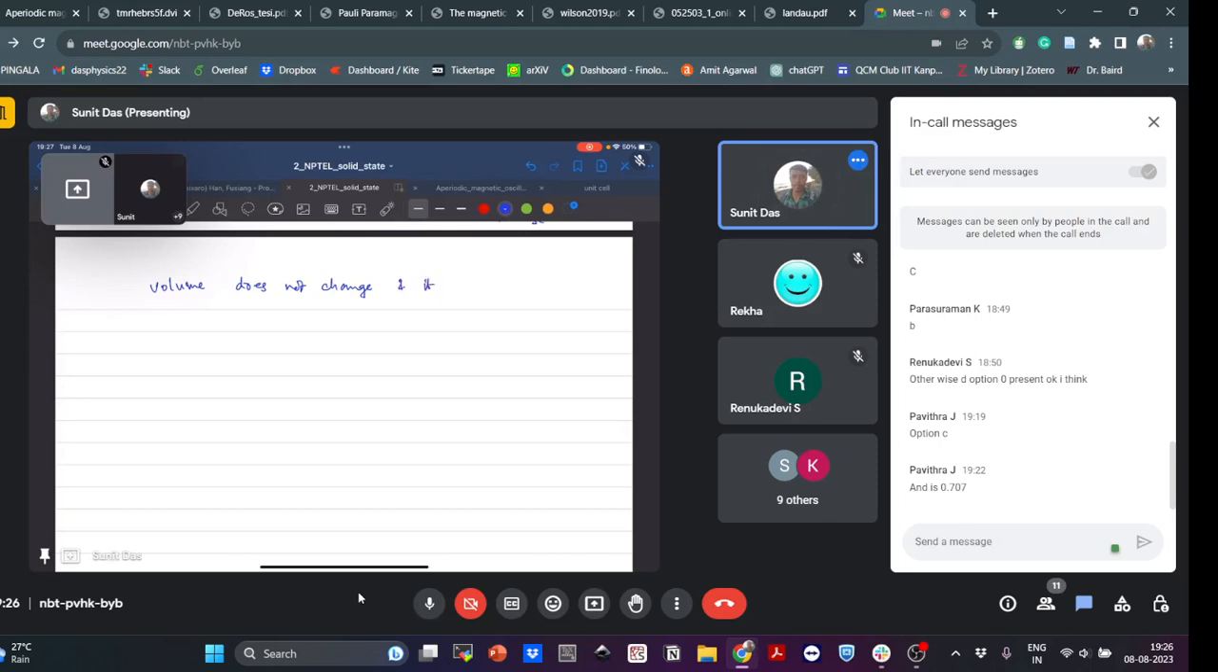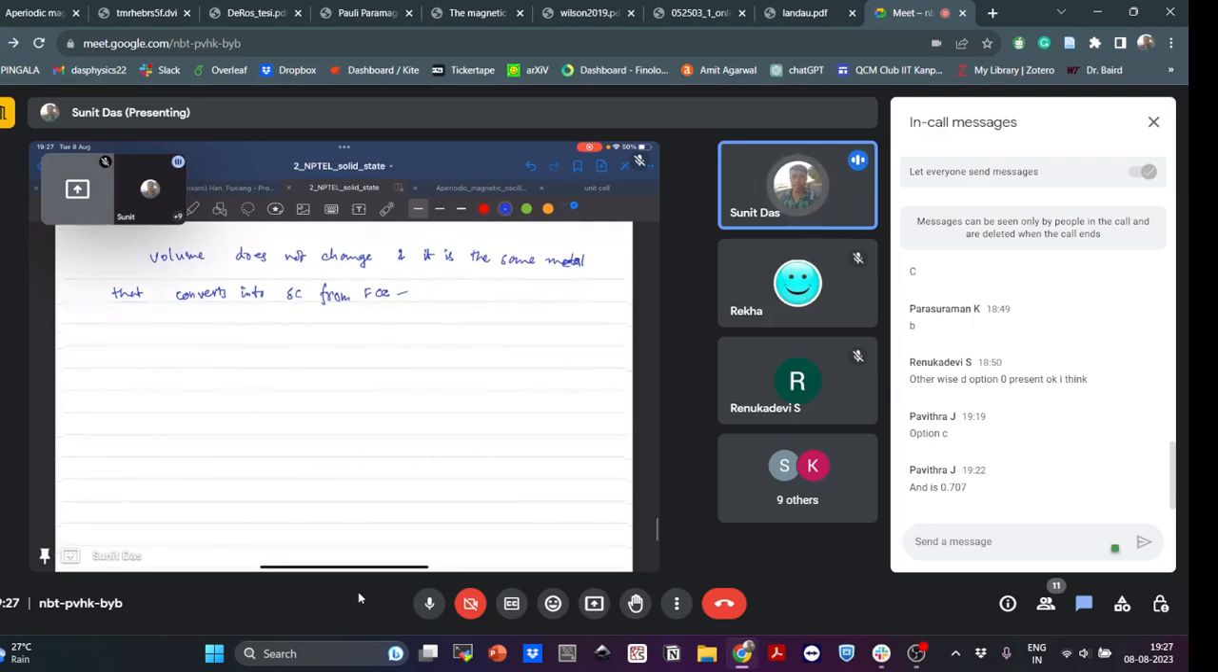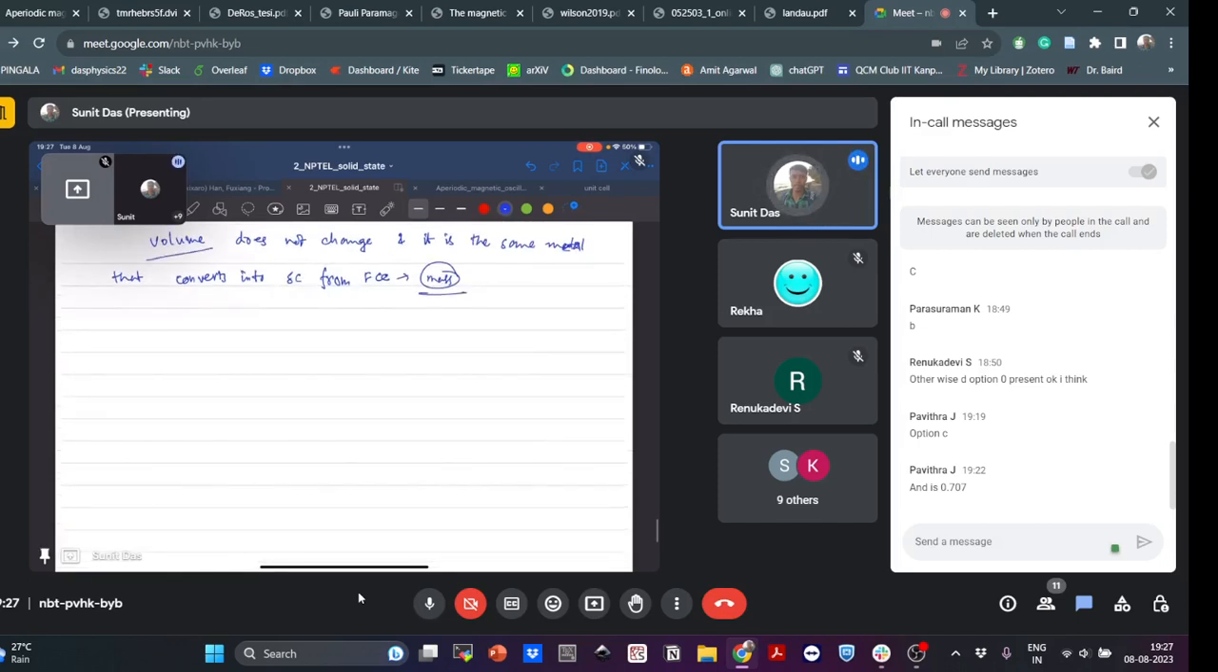And it is the same material, metal let's say, that converts into SC from FCC. So the mass is invariantly the same, right? Same metal, same amount of metal gets converted. So mass remains the same, volume also remains the same.